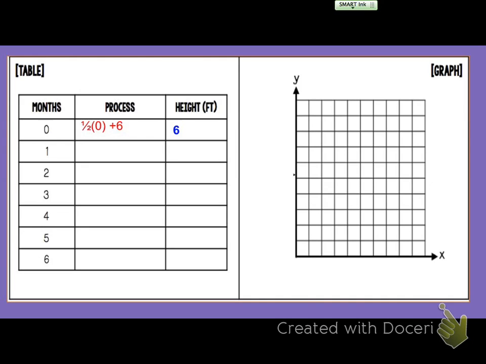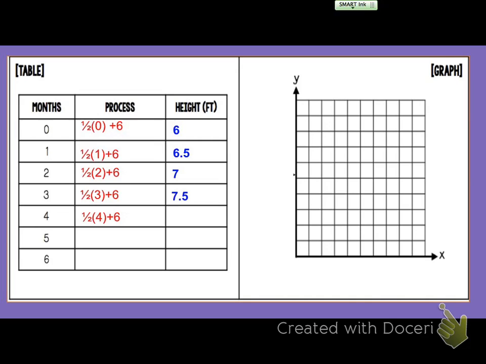So when the giraffe is a month old, which is going to be our x, we're going to have 1/2 times 1 plus 6. And that gives us 6.5 feet. I want you to note that months is your x and height is your y. Okay? So next we're going to have 1/2 times 2, because 2 is our x, which stands for months, plus 6, that gives us 7. And then 1/2 times 3, for 3 months, plus 6 gives us 7.5.